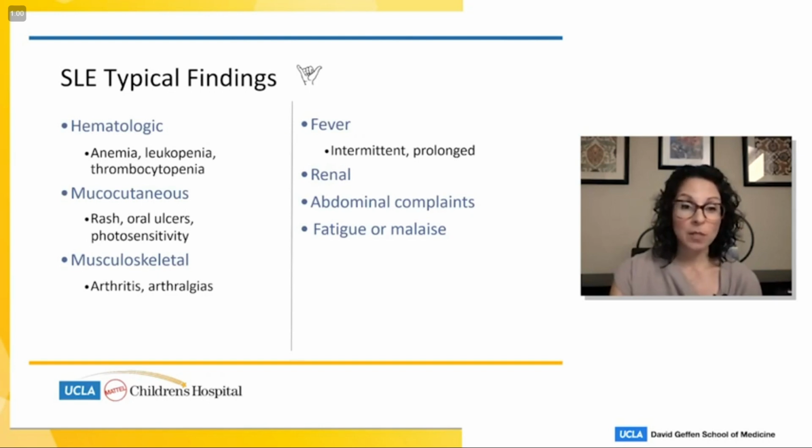Typical findings include hematologic. I'll go into detail for each one of these symptoms in subsequent slides. Mucocutaneous, musculoskeletal, fever, renal, nonspecific abdominal complaints, as well as just fatigue or malaise. And I'll oftentimes hear about changes in their school abilities or participation, possibly suggesting some cognitive dysfunction as well.